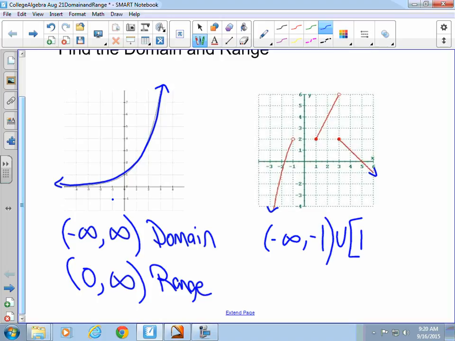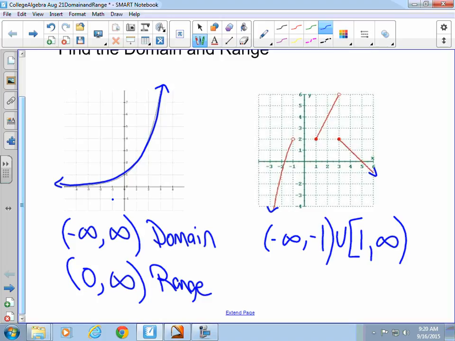So I'm going to go from 1 to. Is there still a point there? Yes. Oh, so do I have to stop there? No. Does everyone see that? Even though there's a break in the graph, my x values don't quit. So I don't actually have to break that. I can keep going all the way to infinity. So the domain is all the x's from negative infinity to negative 1 and from 1 to infinity. You don't have to break it.